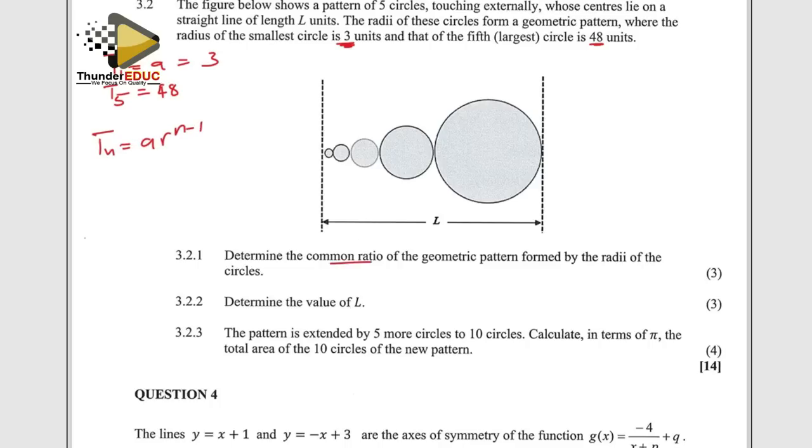Determine the common ratio. If I substitute, let me use T5. T5 is going to be ar^4, so 48 equals 3r^4. Divide both sides by 3, I will get 16 = r^4, and then I find the fourth root. With the fourth root, I get positive or negative 2. But since the circles are increasing in size, the ratio has to be positive.